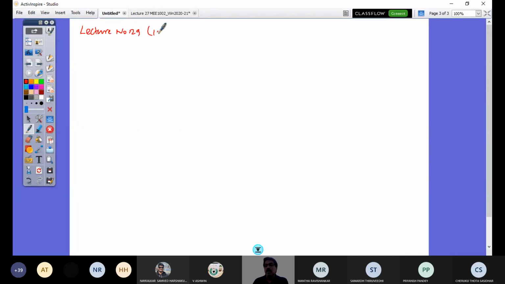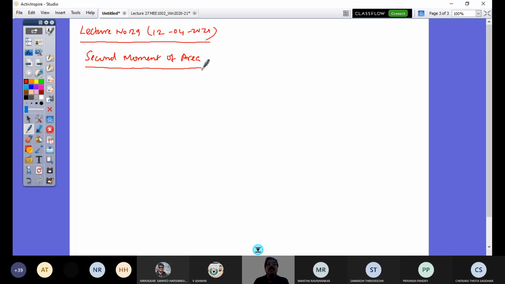And today is again date 12/04/2021. Let us understand what you mean by second moment of area. We have understood first moment of area and its application is to locate the centroid of a given composite area. Now, what second moment of area means and what its physical application is, that you have to see.